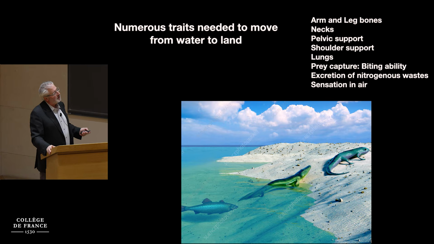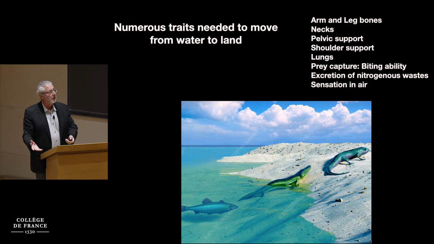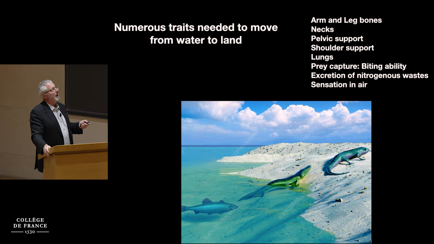When you think about the transition from this very simple diagram, from life in water to life on land, numerous traits are needed for animals to be able to exist on land. They need to have arm and leg bones. They need to have necks. They need to have support for the hips, shoulder support, lungs.